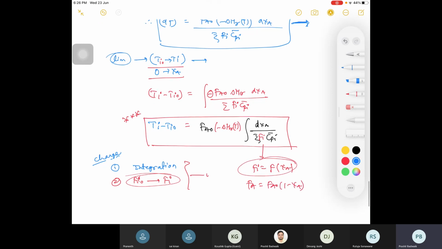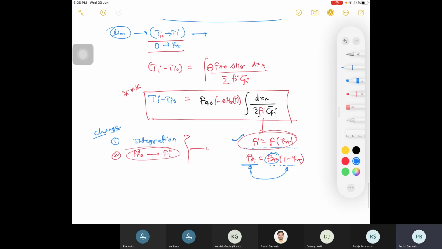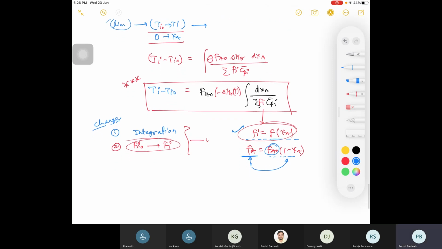So what was it in CSTR? It was Fa naught. Now your Fa is there, so you need to find it in terms of Xa, right? That is your change. Here Fi is a function of conversion. That's why it is under integration. Please write: Fi is a function of conversion. And in special case, you write special case.